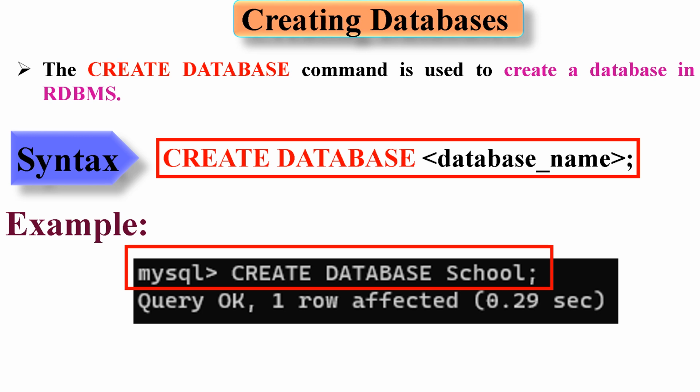The message Query OK, 1 row affected, 0.29 seconds, typically appears after executing a SQL command in a database system like MySQL. It indicates that the query was successful, and it affected 1 row of data in this case, or it could also mean that a particular action was performed successfully. The 0.29 seconds represents the time taken to execute the query, measured in seconds. This message is a confirmation that the database operation was completed without errors and provides some timing information.